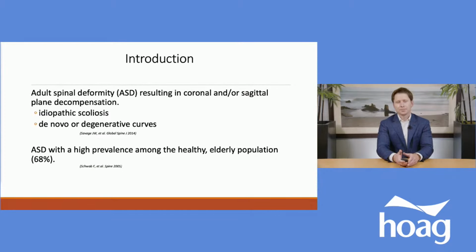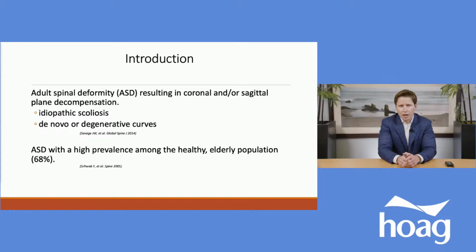So starting off here, let's get the groundwork laid out as far as some definitions. Adult spinal deformity can result in a deformity in the coronal plane, which is specified as the anterior posterior plane, or the sagittal plane, which is the lateral portion when you're looking at somebody standing.